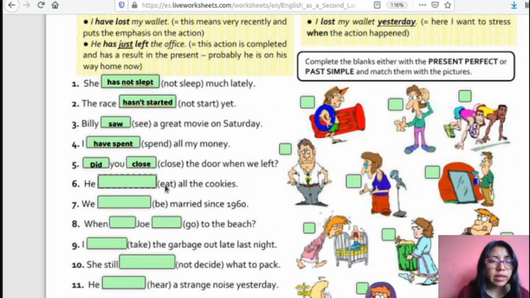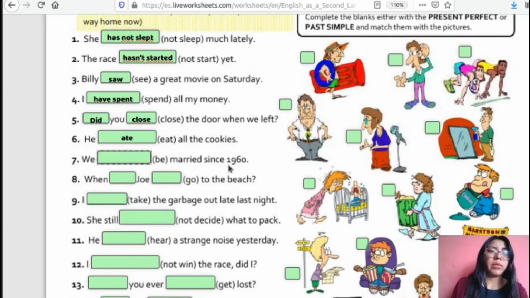Okay, he ate all the cookies. Okay, pay attention here. In this case I am going to use past simple because that is a completed action. Okay, he, what is the past form of eat? Ate. He ate all of the cookies. That is a completed past action, a finished action.